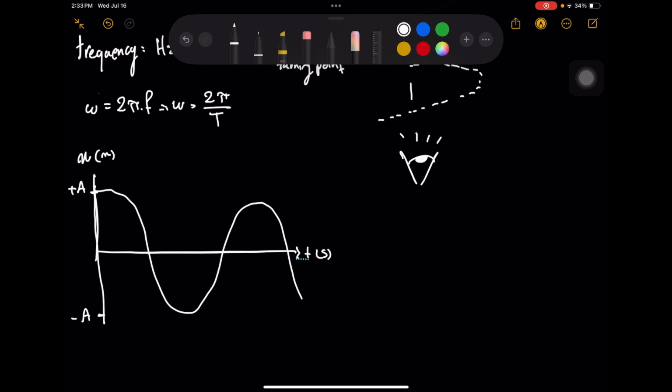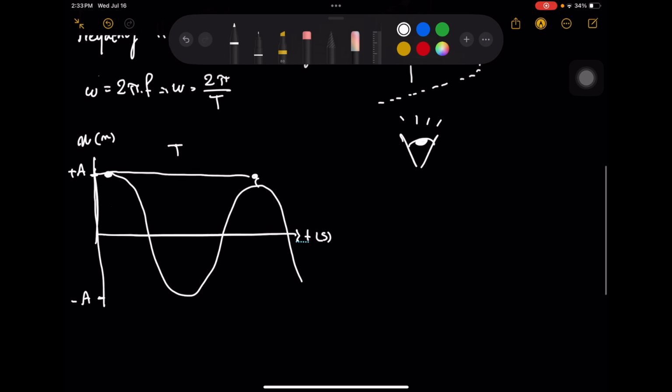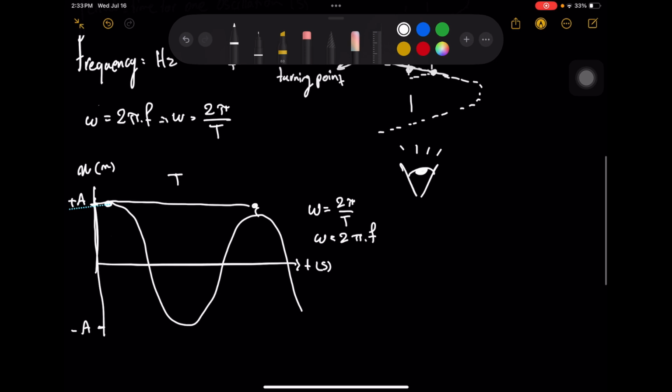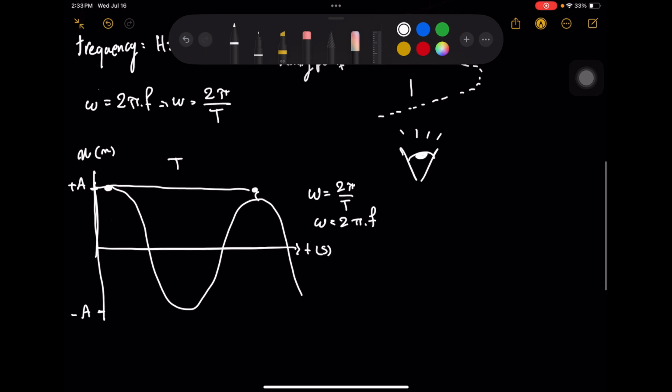It follows this motion. So what is T here? From the maximum point of this one to the other one, it's called T, the time it takes for one full cycle. The amplitude, we have it here, and omega is 2 pi over T, or 2 pi times f. Here's the equation to describe the simple harmonic motion.